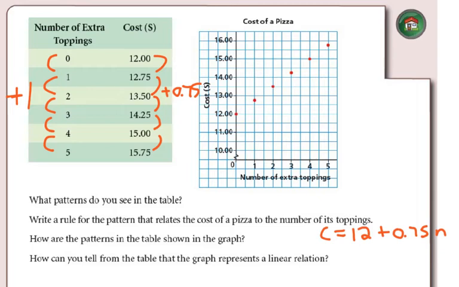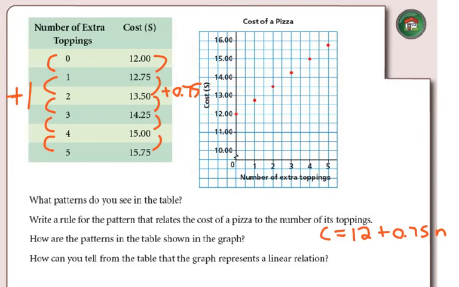How did we know to put it that way? Well, looking at the graph, we can see the cost is on the y-axis, the cost is vertical, so that tells us that the cost is the dependent variable. Number of toppings is independent. And whenever we write an equation, we always put the dependent variable by itself, that's why it's C equals. The independent variable goes with the calculation.